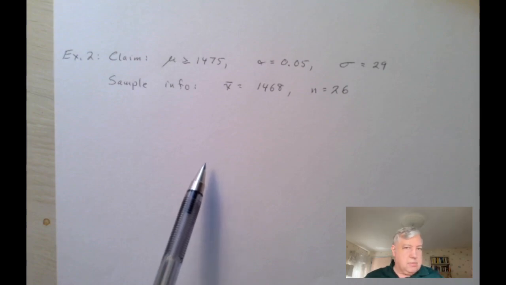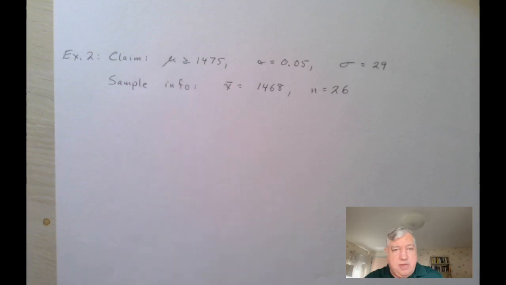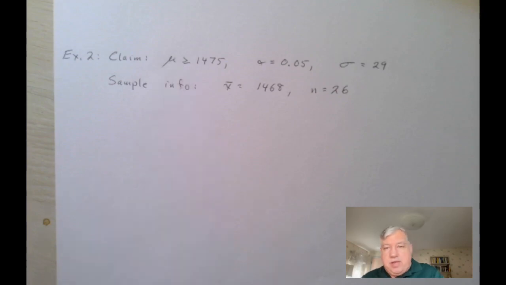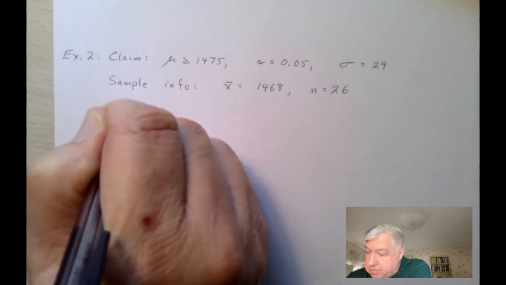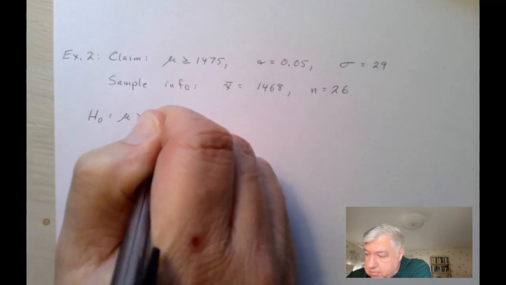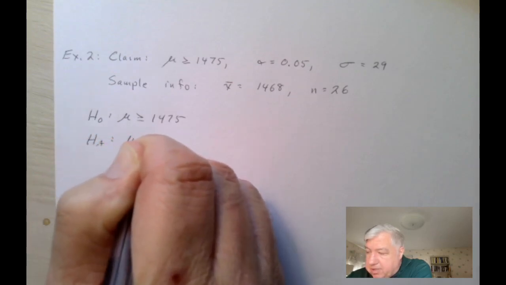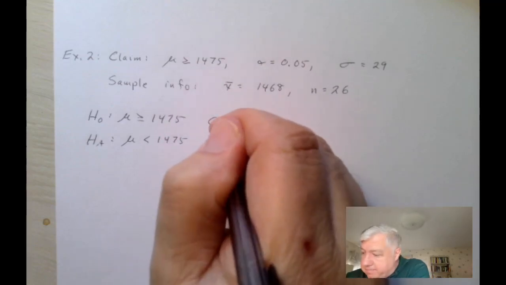Now we can see that this is actually less than that. Is that enough to disprove the claim? Well, we don't know. We're going to find out. So we do the process. Our claim has some kind of equality in it, so once again, this has to be the null hypothesis. Our alternative hypothesis says mu is strictly less than 1475.